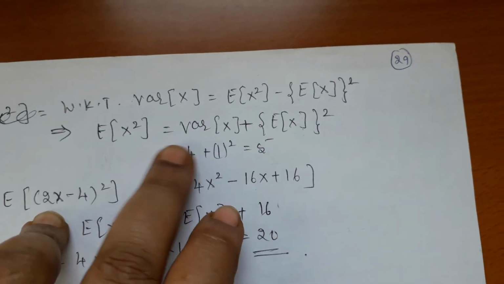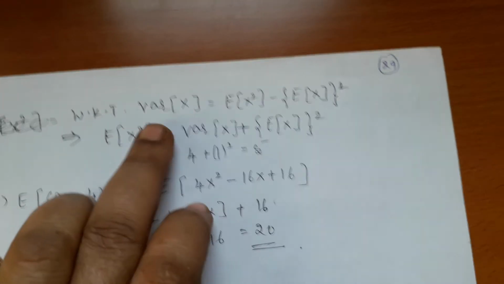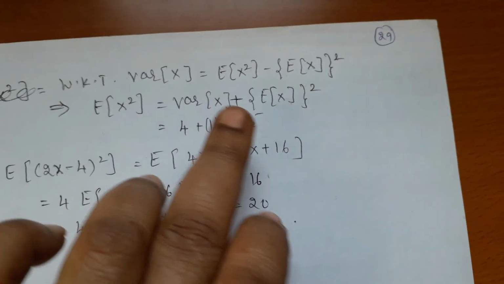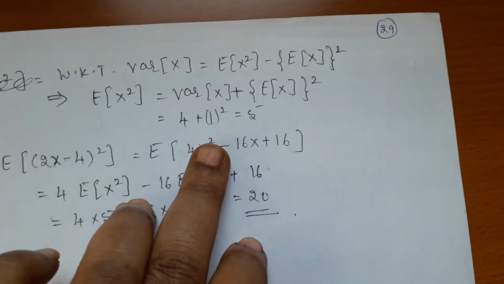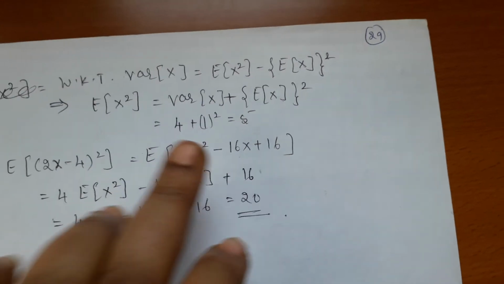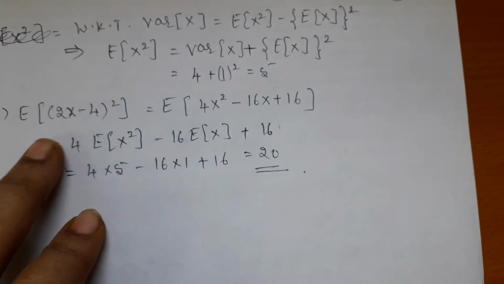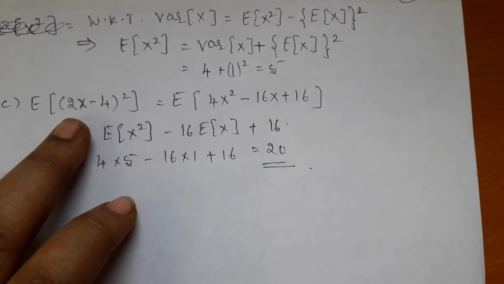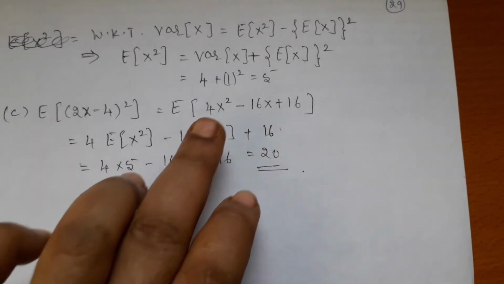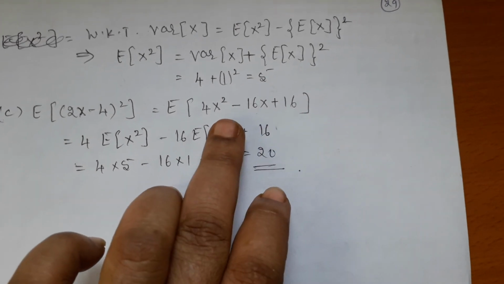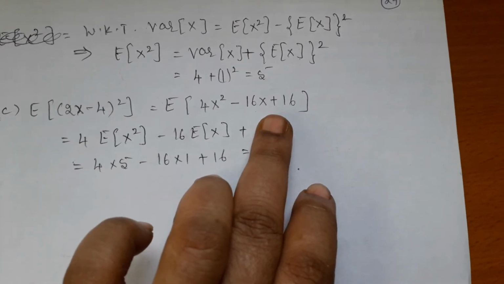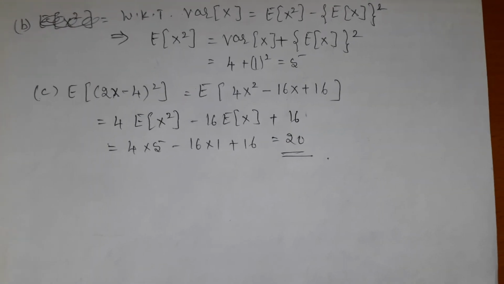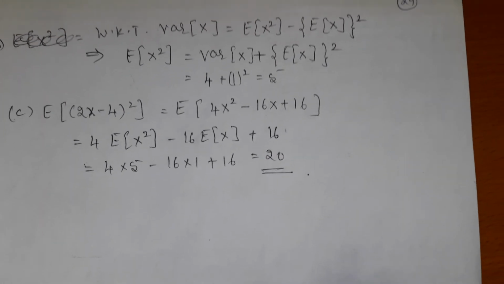What is E of x square? Shift the E of x whole square to the left hand side: var has value 4, and we have E of x, substitute and simplify, we get 5. Similarly, as in the previous problem, I explained how to find E of (x minus 4) whole square: expand as a square minus 2ab plus b square. You know E of x square, and E of constant is 16 only. Substitute and simplify, we get 20. This is the way to find values using expectation.